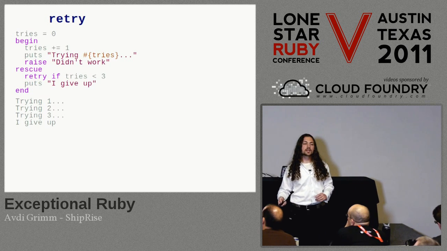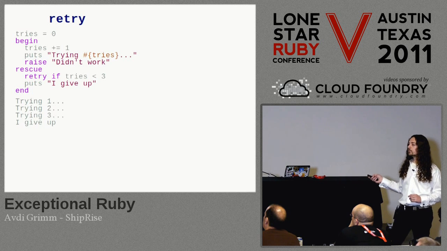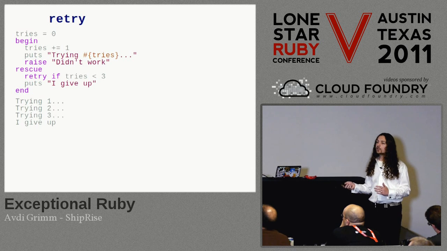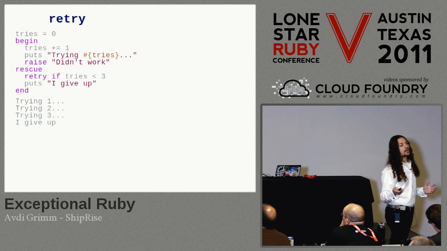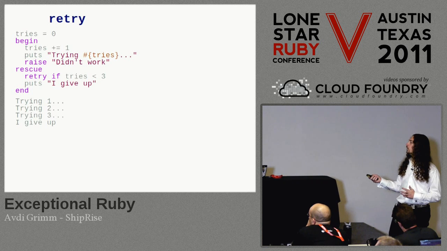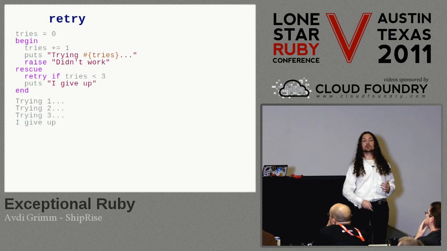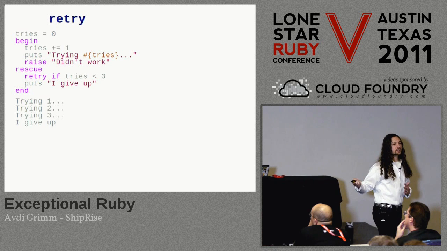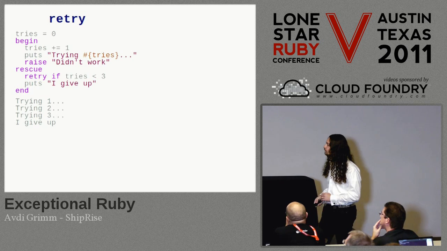Ruby is one of the few languages that provides a retry facility for exceptions. So here's a classic example of using retry. We set a tries counter. We try something that might raise an exception. The first few times that it fails, we just increment the tries counter and then use retry to throw execution back up to the beginning of the begin block. Finally, if the tries counter gets up to 3, we say, okay, we're giving up. We don't retry it again.